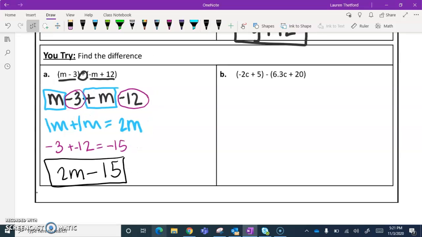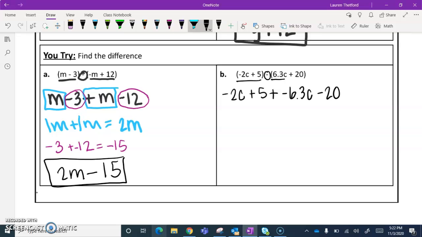For number 2, we have nothing that we can do in the first expression because we have, again, a variable with a constant. And so we drop the parentheses, and we are going to then change the sign from a subtraction to addition. And then we change the sign of everything inside. So this was a positive 6.3 C, and so now it's negative. And then this was a positive 20, negative 20.